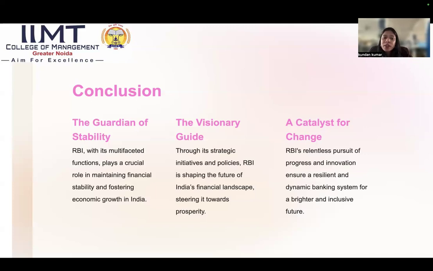Second one is visionary guide. Through its strategic initiatives and policies, Reserve Bank of India is shaping the future of India's financial landscape, steering it toward prosperity. Third one is a catalyst for change. RBI's relentless pursuit of progress and innovation ensures a resilient and dynamic banking system for a brighter and inclusive future.